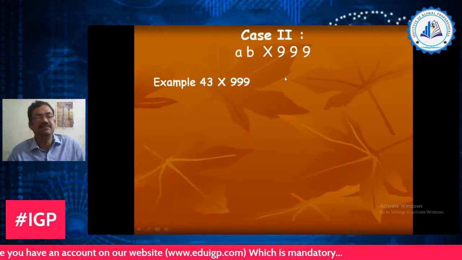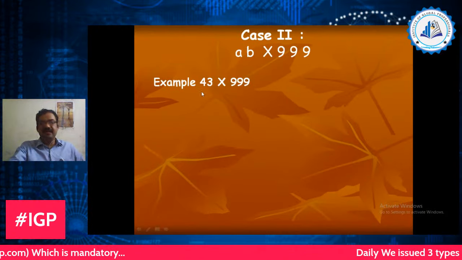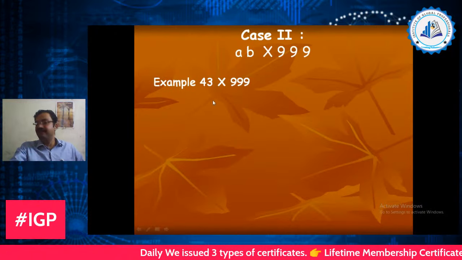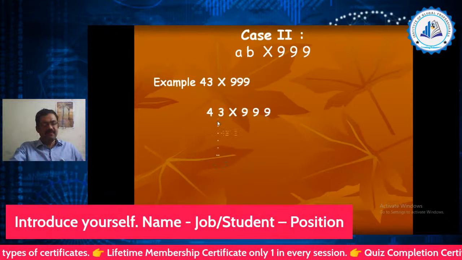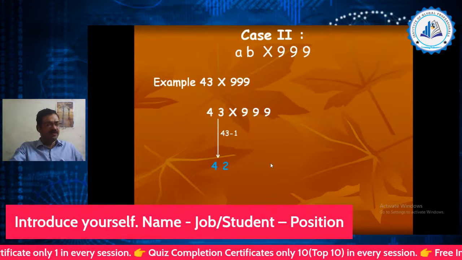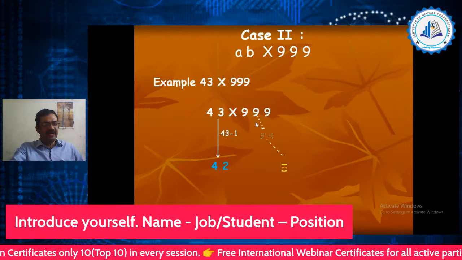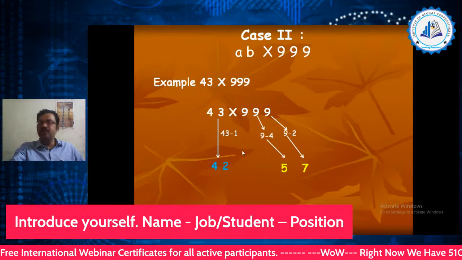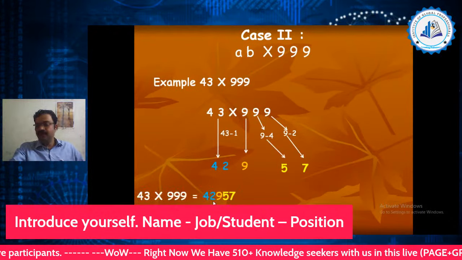Now we start the second case. If we want to multiply 43 by 999, the first number has fewer digits than the second. The first number has two digits, and there are three digits of 9. So the product is 43 into 999. First, we subtract 43 minus 1, we get 42. Here there are only two digits, so we use only two nines. So 9 minus 4, and 9 minus 2 we get 7, and this 9 is extra, so we write it as it is. So the product of 43 into 999 is 42957.